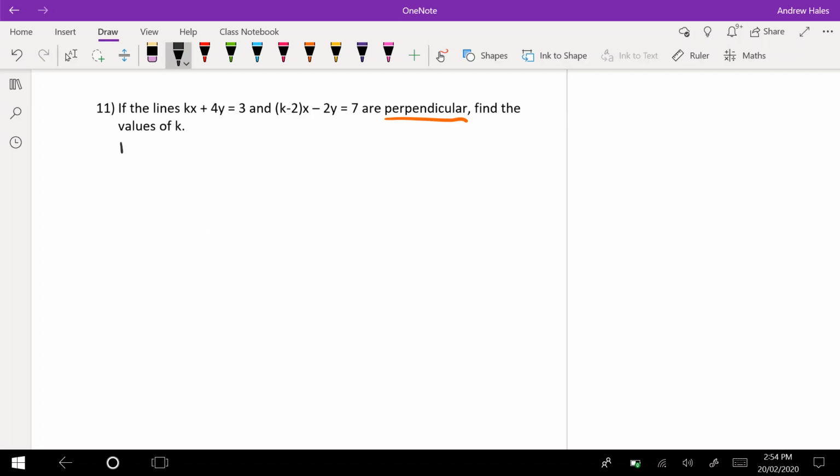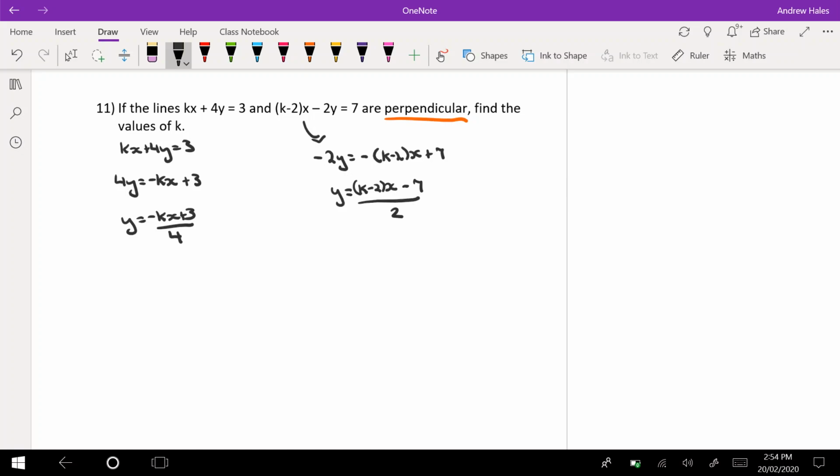First thing I need to do, however, is rearrange them into gradient intercept form. So for my first line, kx plus 4y equals 3. Well, that's going to be 4y equals negative kx plus 3, and then I divide it all by 4. For my other line, it's basically the same thing. I'm just going to go straight to rearranging it. So that's going to be negative 2y equals negative k take 2 x plus 7. So y is equal to, I'm dividing it all by the negative, so I need to change the signs of those numbers, k take 2 x take 7 over 2. So now I can establish that my gradient for the first one is negative k over 4. The gradient for my second one is k take 2 over 2.